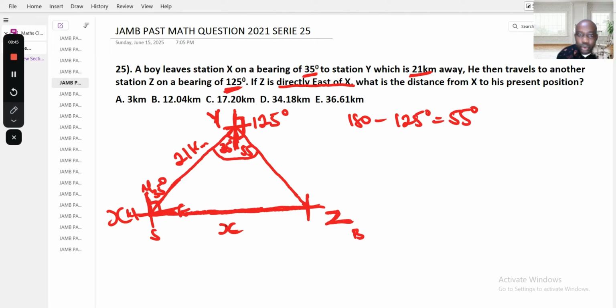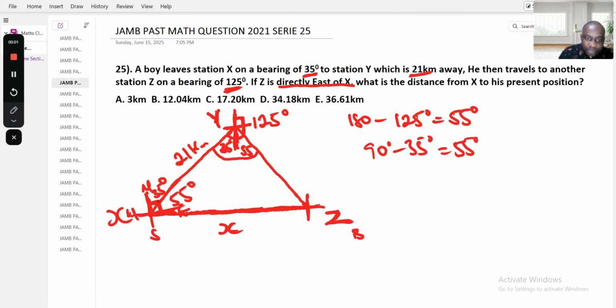You said that we should look for the angle here. What is the distance from S to Z? If you look at the beginning, we have a bearing of 35 degrees. What is going to be our bearing for the remaining one? From here to here is 90 degrees. When you subtract 35 degrees from 90 degrees, it is going to give us what? It's going to give us 55 degrees, isn't it? It means that this place will be 55 degrees.